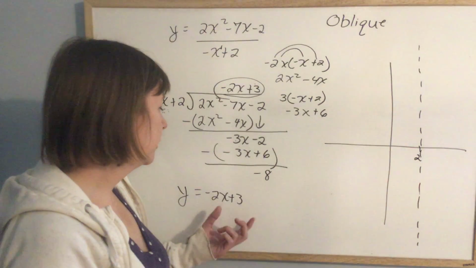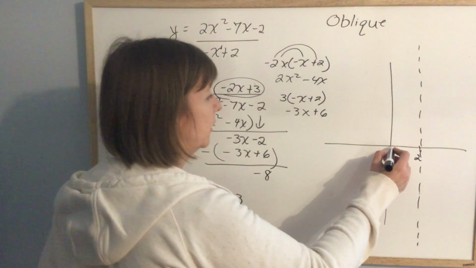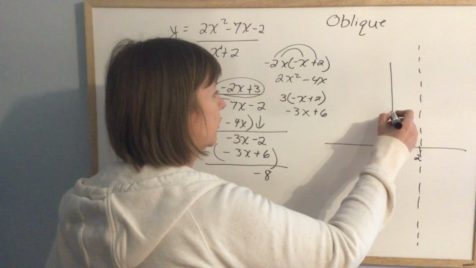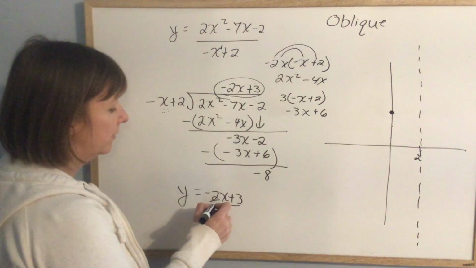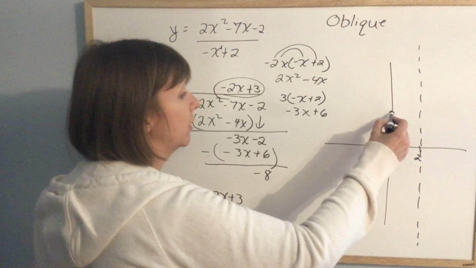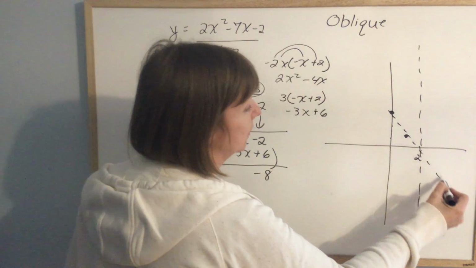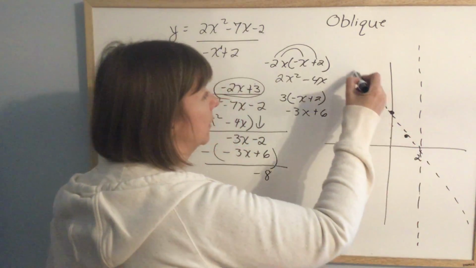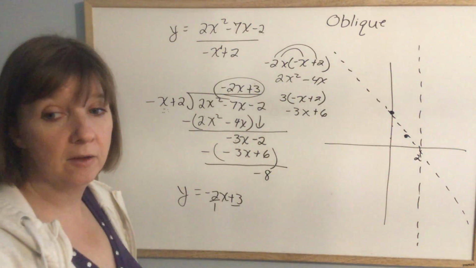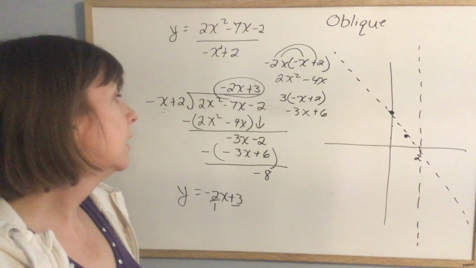So I would put my asymptote, my y-intercept is 3, 1, 2, 3. My slope is negative 2 over 1, so I would go down 2 and across 1. So 1, 2, and across 1. And so this would be my oblique asymptote. Now, if you don't like long division, that's okay.